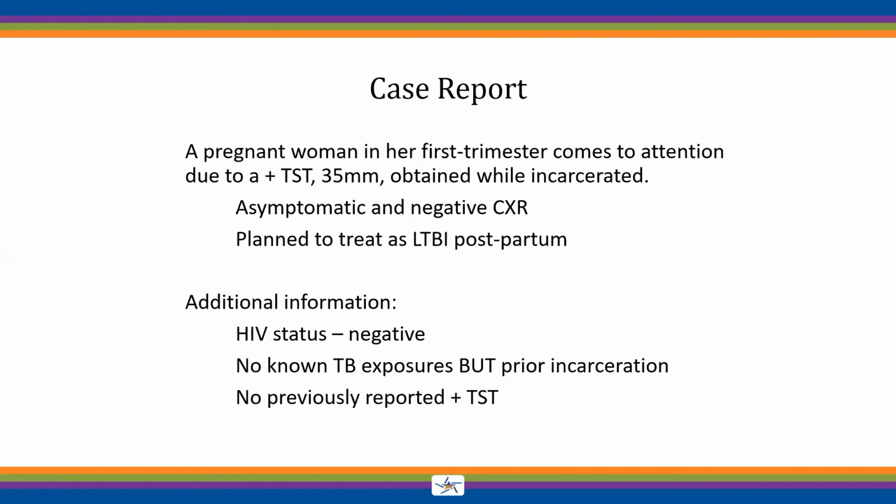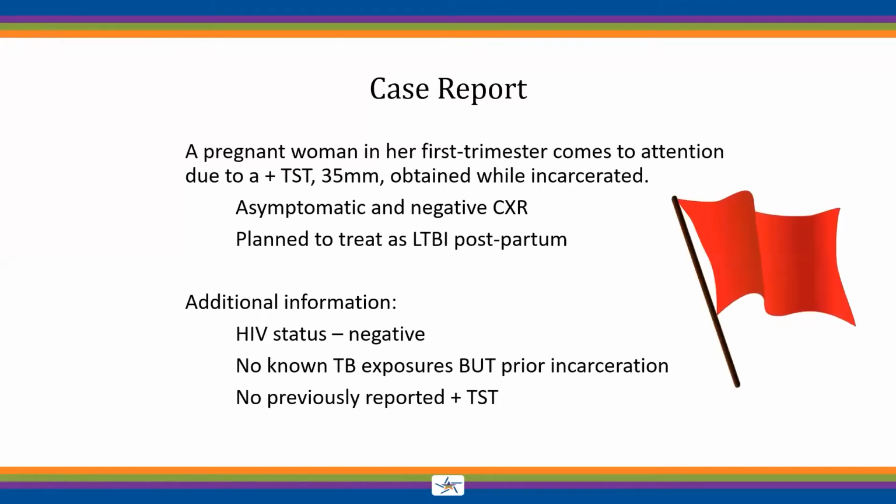And just additional information that you might want to know, HIV status was negative. She had no known TB exposures, but she had been incarcerated before. She did not have a previously reported positive skin test. It's unclear if she had one and it was negative, or she did not have one at all, which obviously would change things a little bit. And so I'll just stop there. Are there any red flags, anything anyone wants to comment about before I go to the next phase?